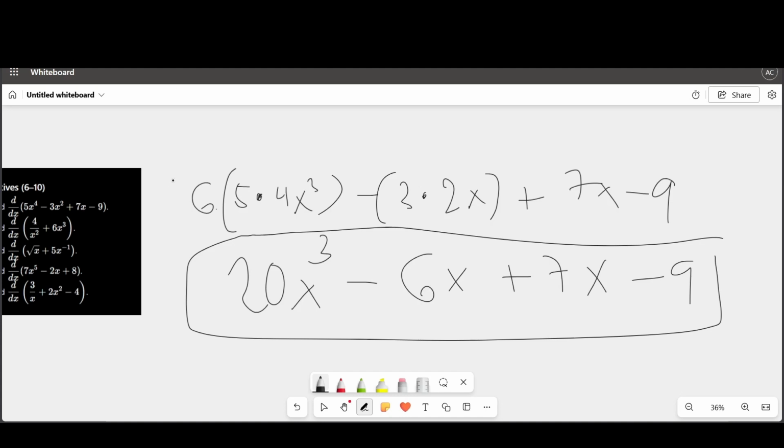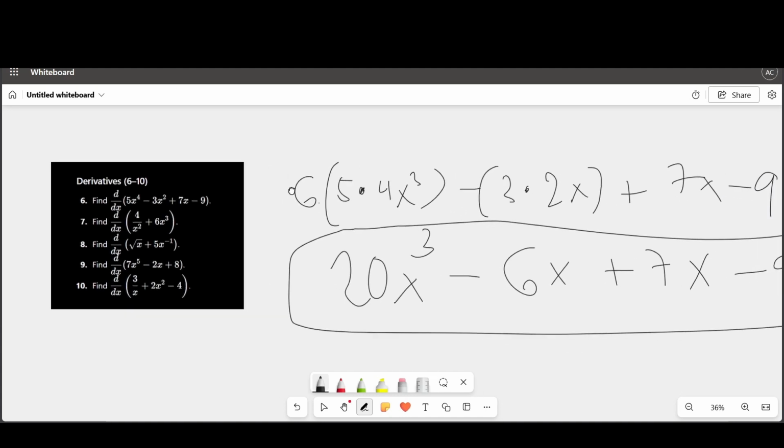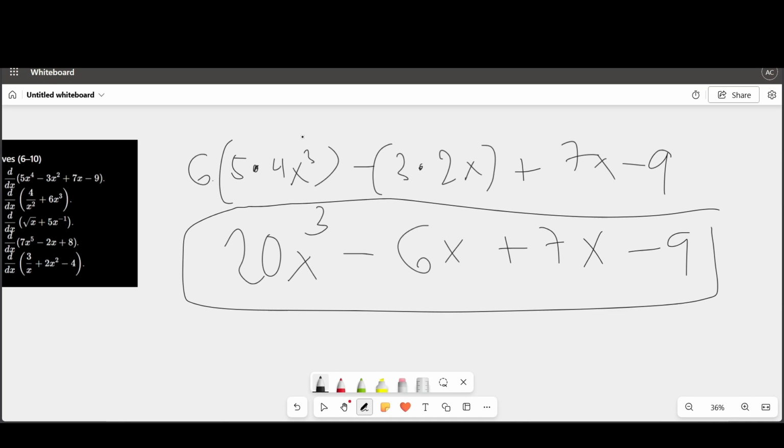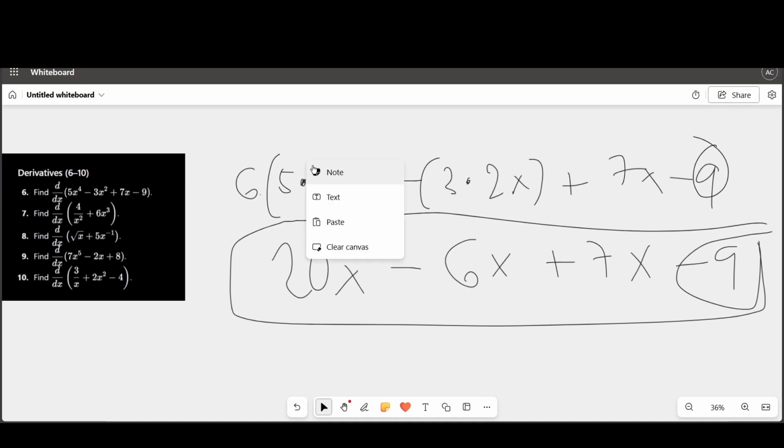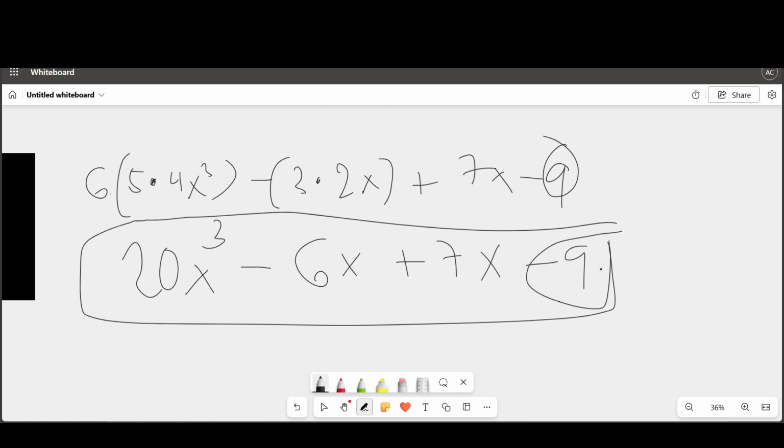But why? Why was it like that? 6x plus 7 minus 9. Okay, so we're just going to disregard negative 9. I believe so. Okay, so we're going to disregard negative 9 because it's a constant, so that just means it's 0.